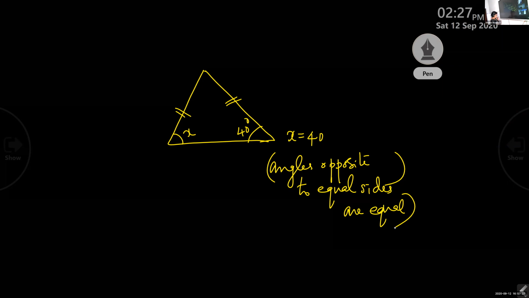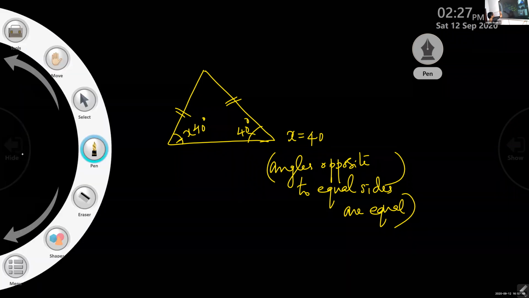And all of you, you need a scale and a ruler for the next topic. Get ready. In the rough book, you have to draw something. Now, I'll give you another problem. This is very easy, isn't it? X is equal to 40 degree because these two angles are equal in measure. Next question.